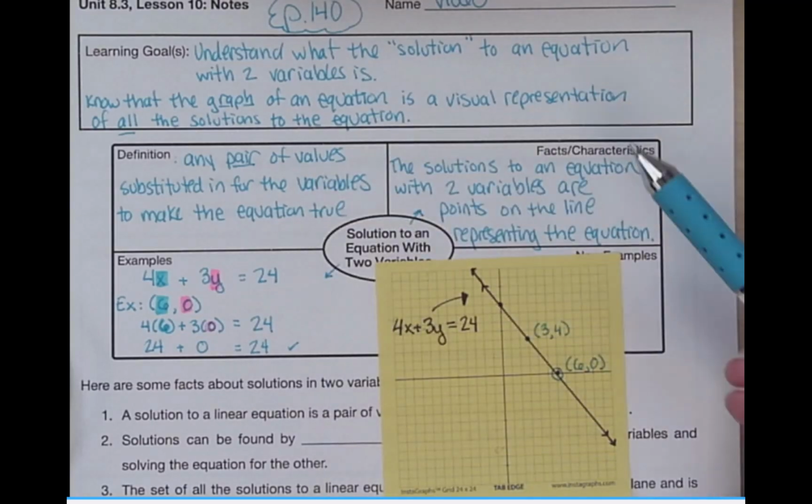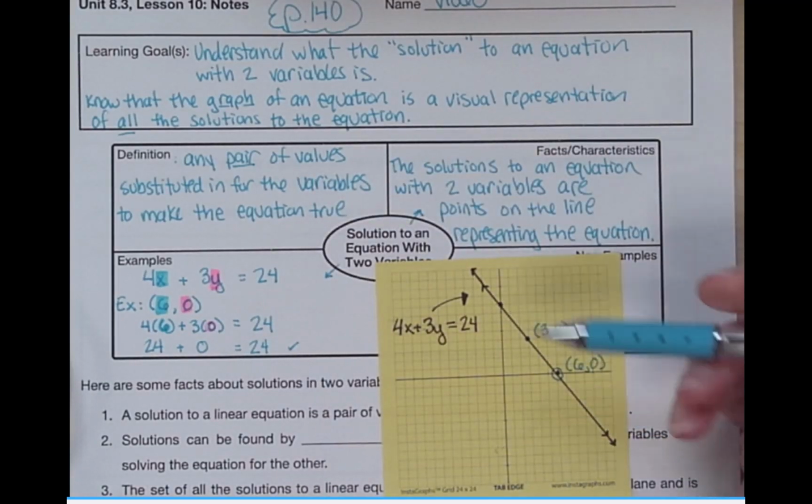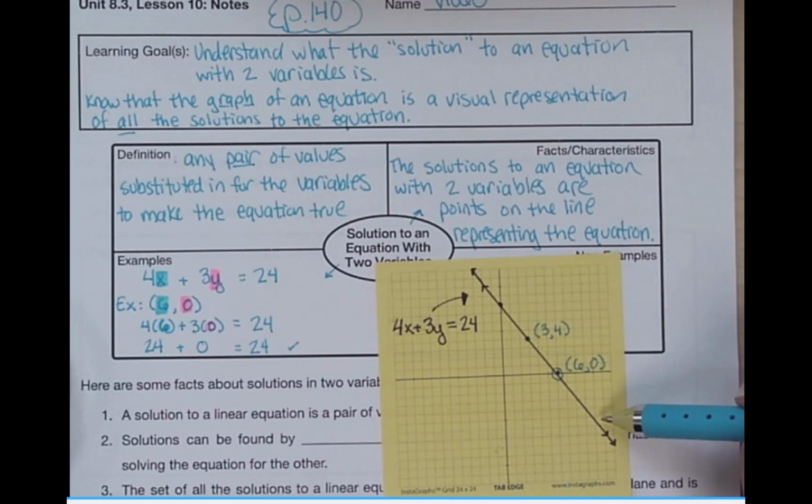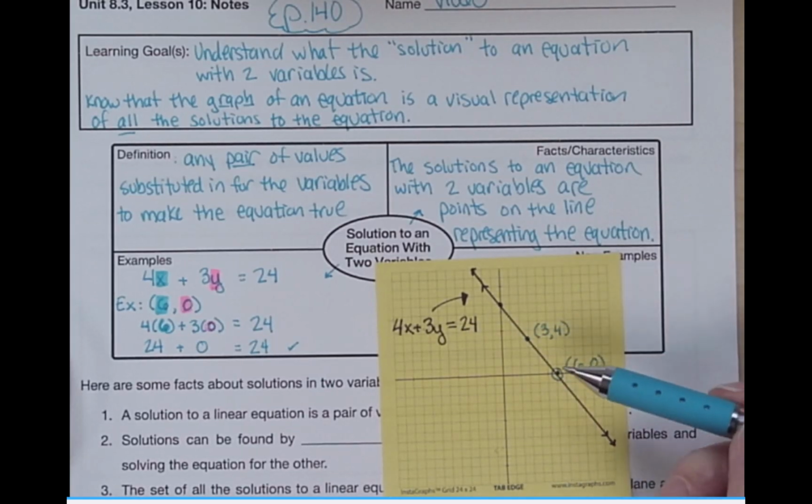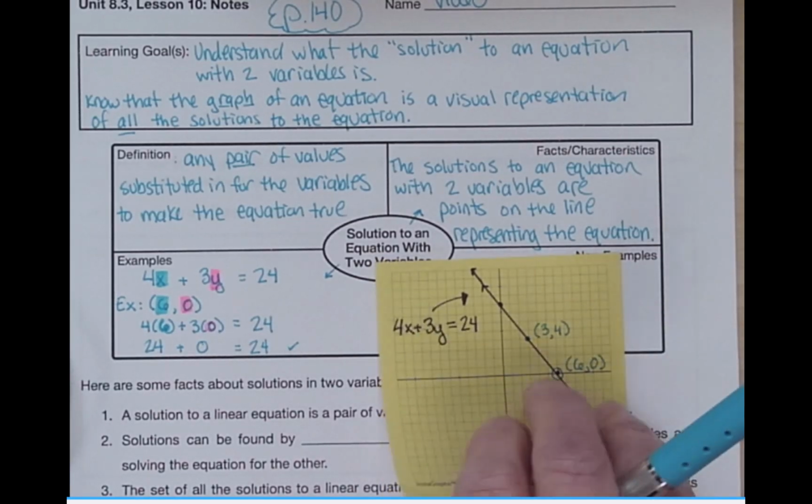How many solutions are there? Well, there's an infinite number of them. Any coordinate that sits on this graph, on this line, would work in that equation. So there's an infinite number of them. I just wanted to show you that graph because the notes didn't have it there.